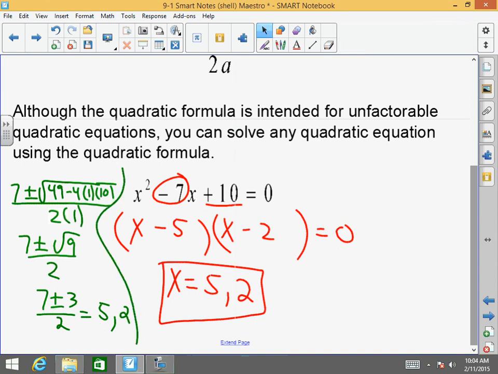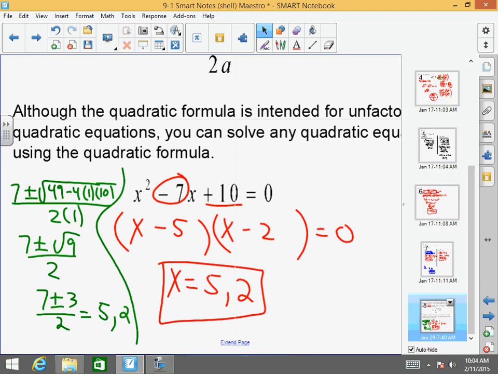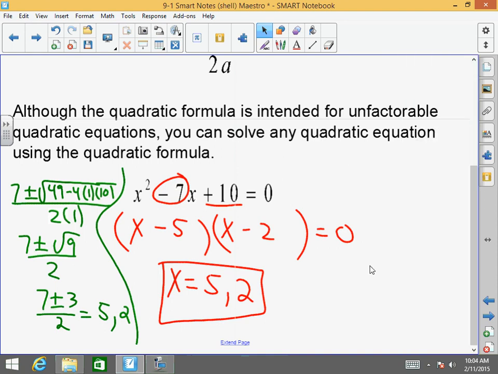So you can solve it either by factoring if you see it, or by the quadratic formula if you don't. Always. Does that make sense, boys? You promise? Perfect timing then.